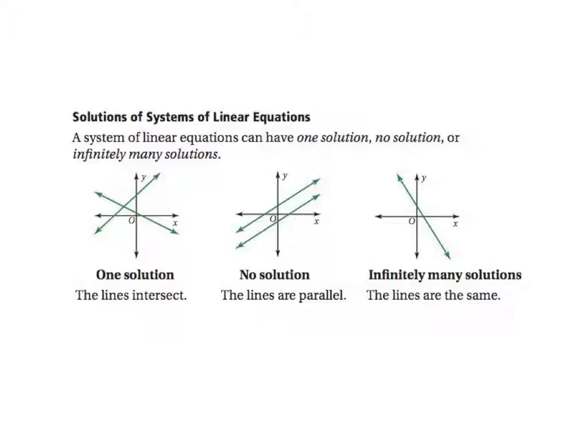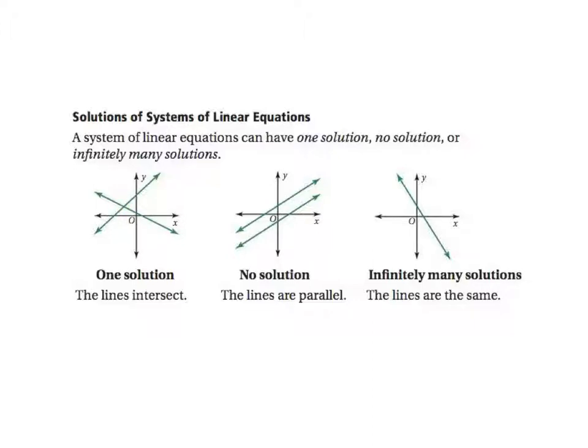So if you have two lines that intersect, you will end up with one solution, and that solution is that point of intersection. So I think most systems of equations will cross somewhere and they will have one solution.